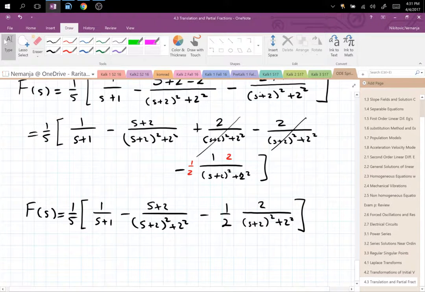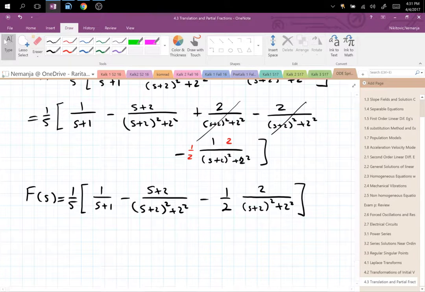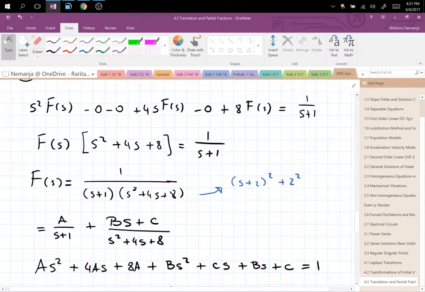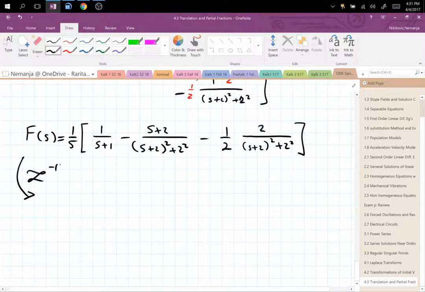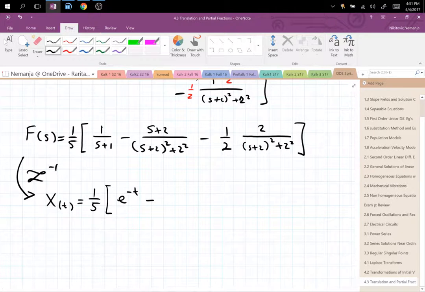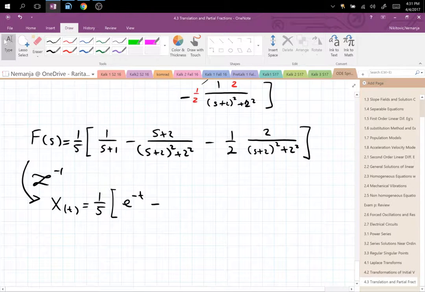So we are going to hit this with the inverse Laplace now. The F of s goes back into what was the original variable, x or y? X. So this goes into x of t is equal to 1/5, and now this is e to the negative t, minus this one is the one that has, why did I write this? Oh, that's s plus 2.